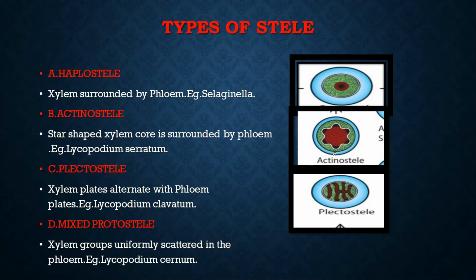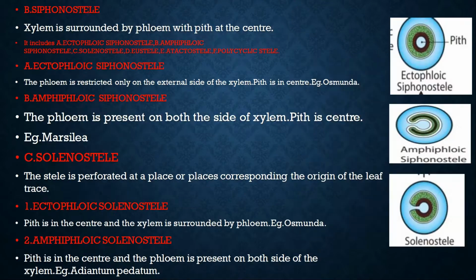Example, Lycopodium serratum. In plectostele, the xylem will be present as plates which will be alternated with the plates of the phloem. Example is Lycopodium clavatum. The next one is the mixed protostele. In this, the xylem groups are uniformly scattered in the phloem. Example, Lycopodium cernuum.